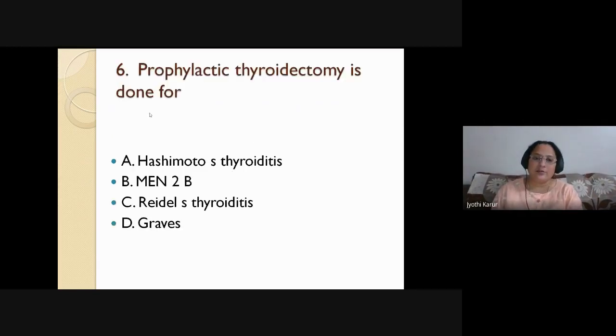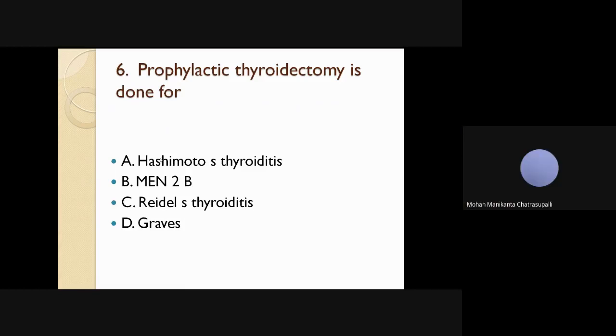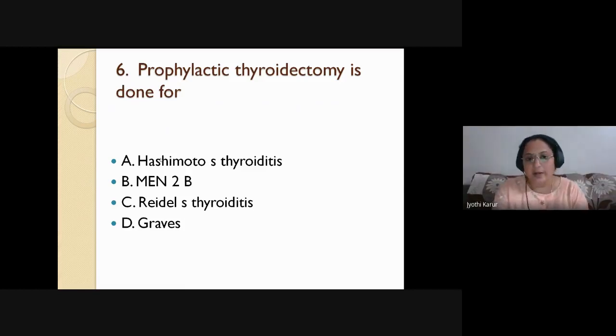Prophylactic thyroidectomy is done for. Very easy. Your answer is? MEN2. Yes, MEN2B. Why not Hashimoto's thyroiditis? Is surgery indicated or contraindicated? Ideally, in Hashimoto's thyroiditis, surgery is contraindicated. Surgery is indicated only when there is very severe cosmetic distortion or any suspicion of malignancy.